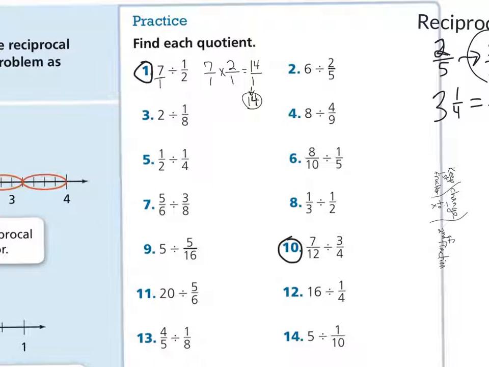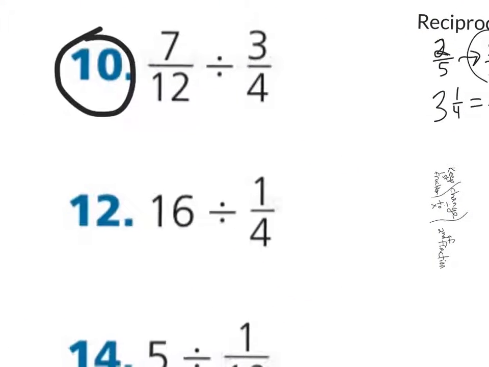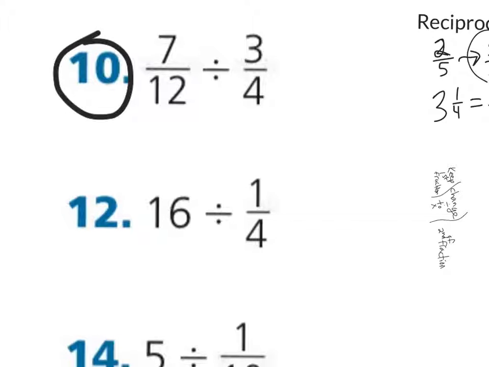Okay, let's go down to number 10. So number 10, 7/12 divided by 3/4. So we can keep, change, reciprocal. So 7/12 times 4/3. If you want to at that point, you can reduce factors, numerator and denominator. If not, we'll go ahead and multiply across. 28/36 is what we'll get.